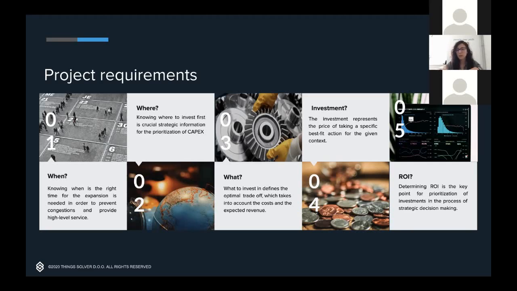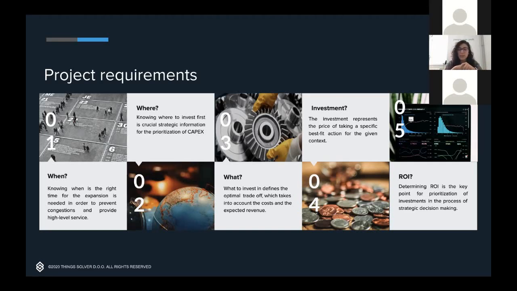So not all parts of the network, because the network is huge. You have lots of entities here, several thousands of cells and sites as well. So you need to know where exactly you should perform some expansion. Not all parts of the network behave the same way, and only some parts need expansion at some point of time.